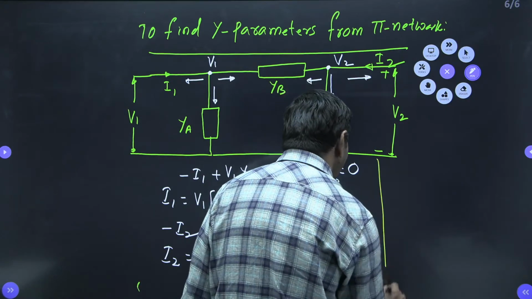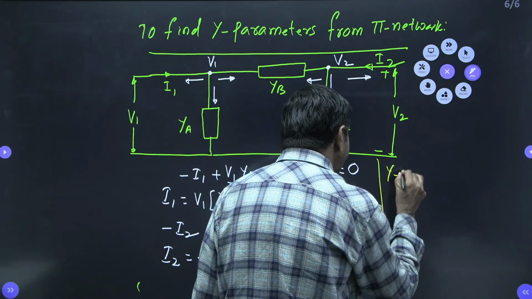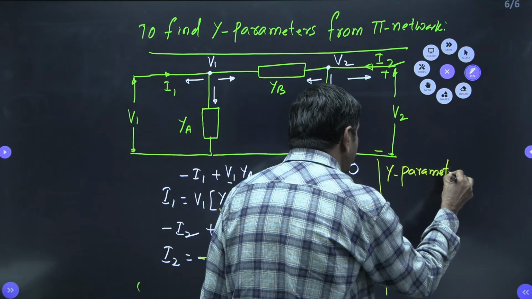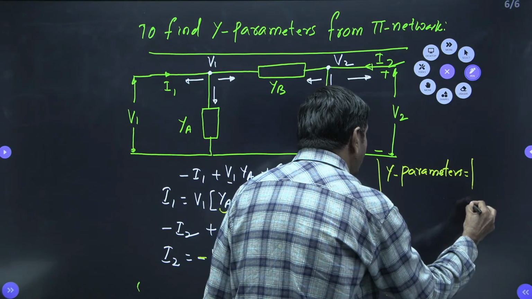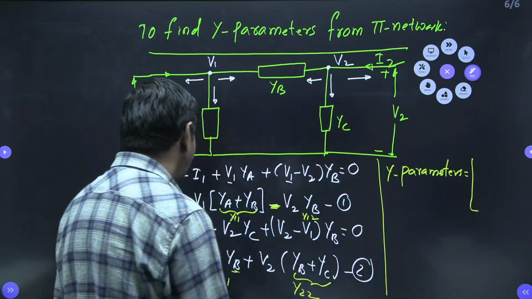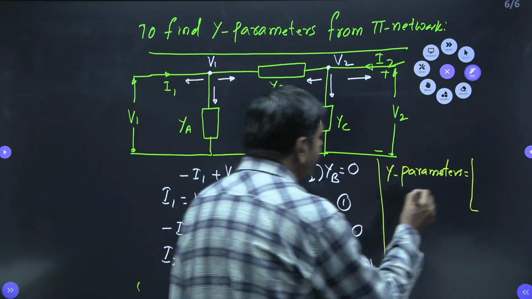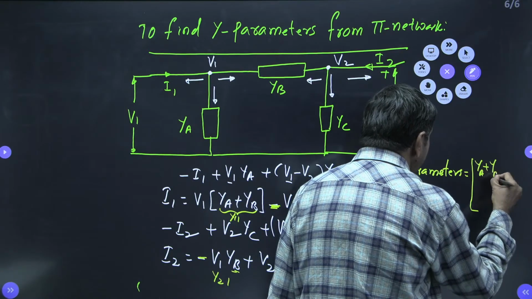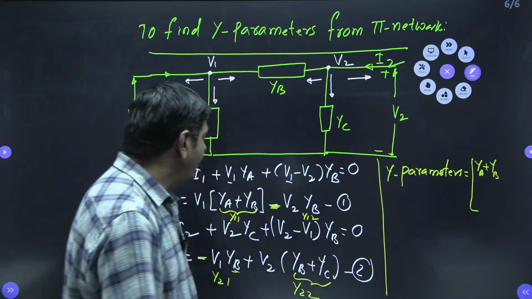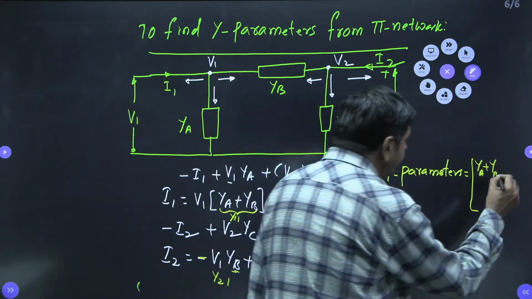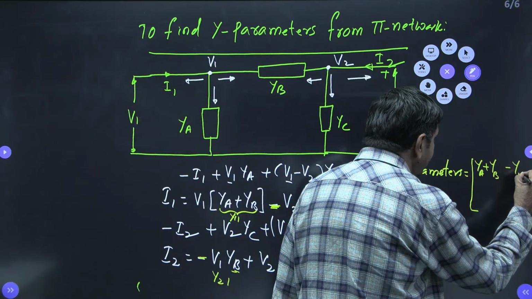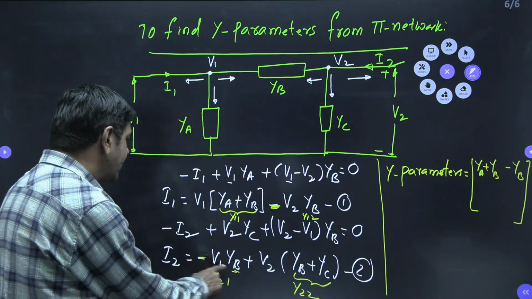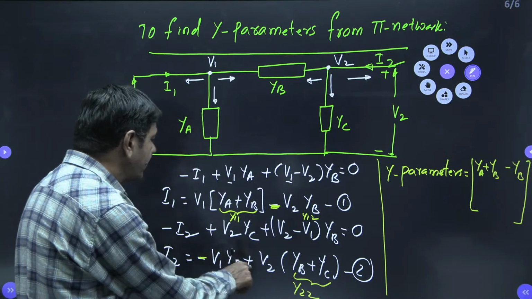How can I get the Y parameters? Y parameters equal to Y11. What is Y11 here? Y11 is nothing but YA plus YB. And Y12 is nothing but minus of YB I can put here now. And next one, the second row: Y21 is nothing but minus YB here.